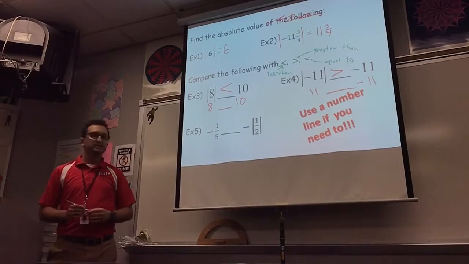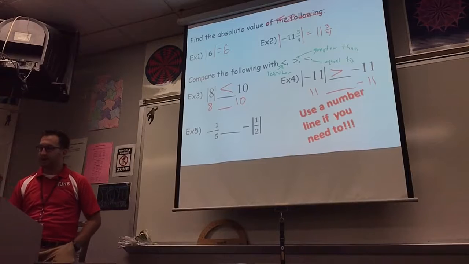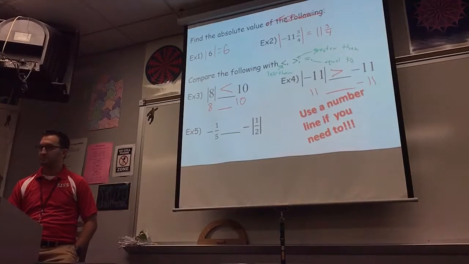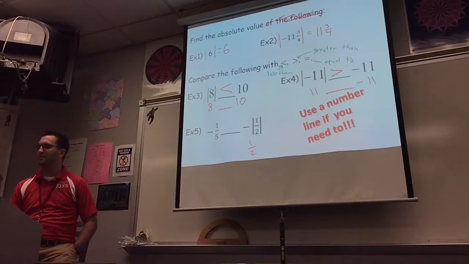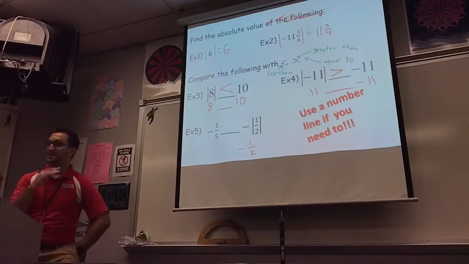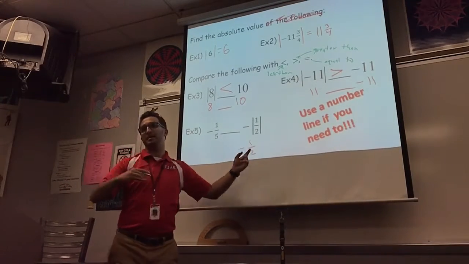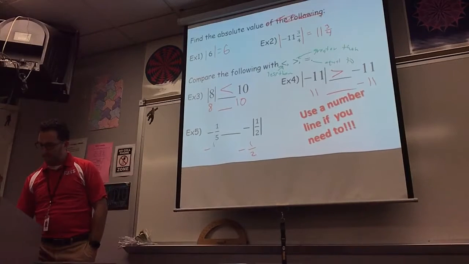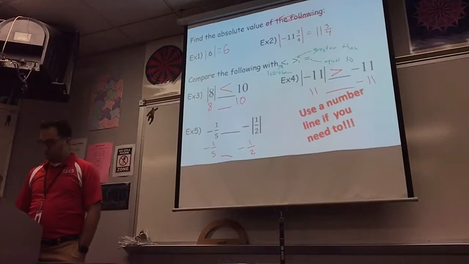All right. Example 5. This one's tough. First things first. What should I do? Hannah Grace? You do the absolute value. Good. What is the absolute value of 1/2? Good. But it's not 1/2 though, is it? Yeah, because it says the negative absolute value, right? So it's 1/2, and then you have to make it negative. So now we're comparing negative 1/5 to negative 1/2, and that's kind of tough. I say you should draw a number line.